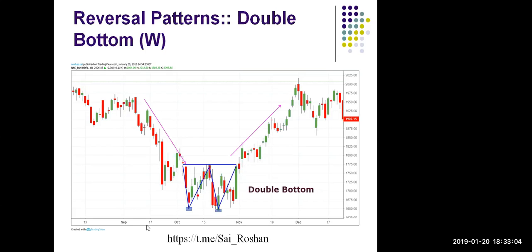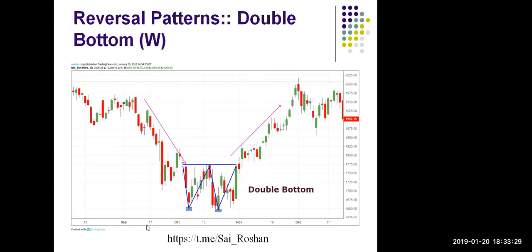So it touches there, bounces back from there, and bounces very strongly, and once it breaks the neckline, it gives you the target, which should be the distance from the neckline to the double bottom, that small rectangle that I have drawn at the bottom. That much it should give you. So 1650 to 1775, 125 points is what you expect, and it gave you much more. As you can see, it gave you much more.